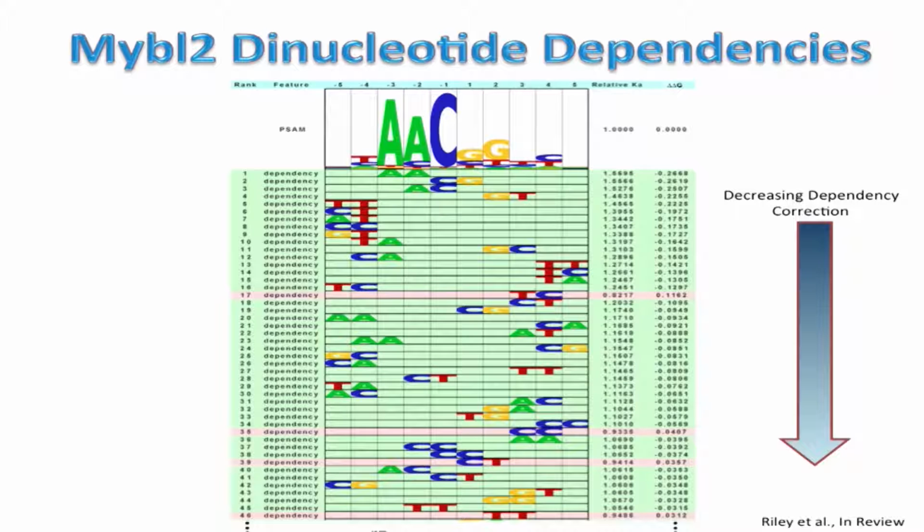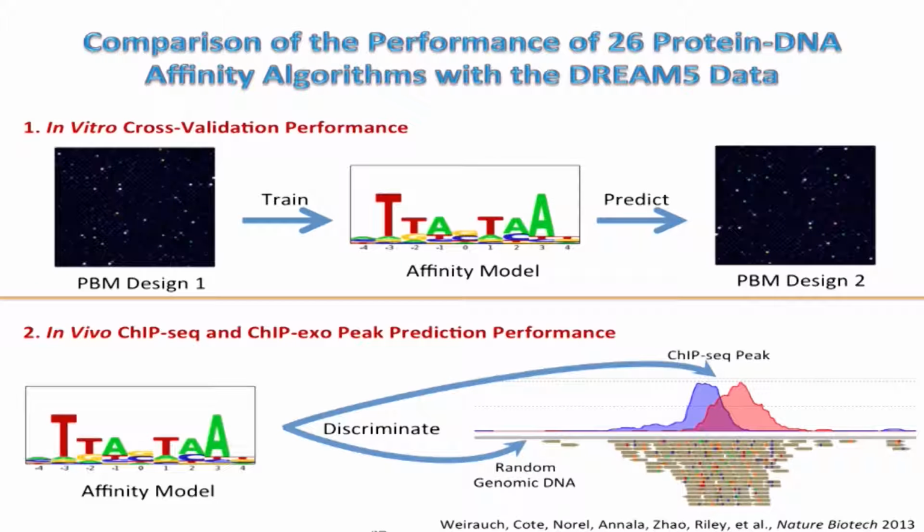So now, let me talk about when we throw on all these adjacent dinucleotide dependency corrections, how well does that increase the accuracy of our affinity model? To do that, I'm going to show you the results from a recent comparison study that was done by Matt Rorrock in Tim Hughes' lab.